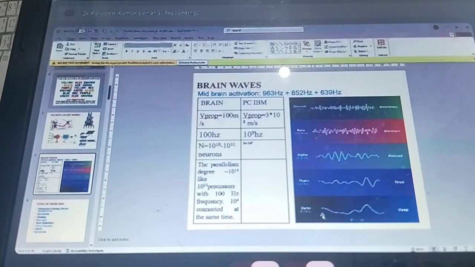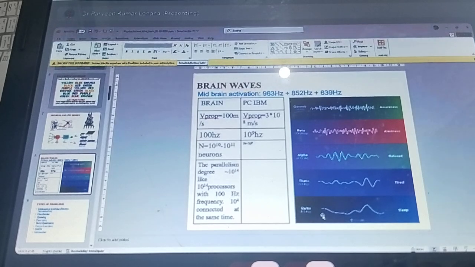If we compare the power used, that is the energy used by the brain during different activities, when we are idle, doing nothing, the power used by the brain is about 25 watts. But during driving, the brain uses about 90 to 100 watts. So maximum power by the brain is used when we are driving.